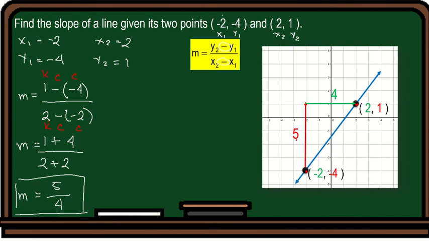Your rise is 5 kasi paakyat tayo. 1, 2, 3, 4, 5. So, 5 is our rise. Then, your run is positive, so going to the right. 1, 2, 3, 4. So, we have the same answer in your graph and so with your solution.